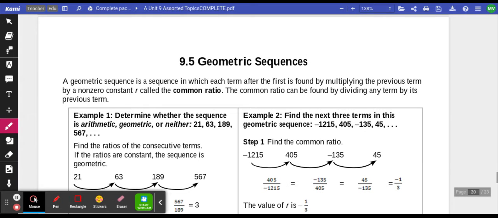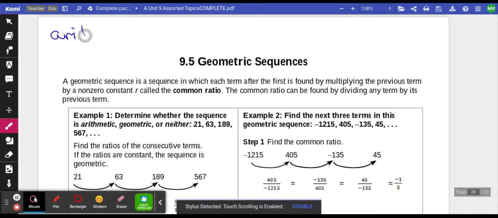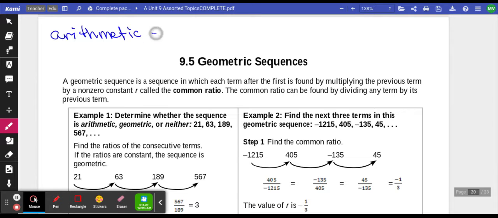Hello, everyone. Today we are going to talk about 9.5 geometric sequences. Yesterday we talked about arithmetic sequences, which, remember, in an arithmetic sequence we add. So it'd be like 2, 5, 8, 11, dot, dot, dot, where we add 3 each time. And we call D 3 because D is our common difference.